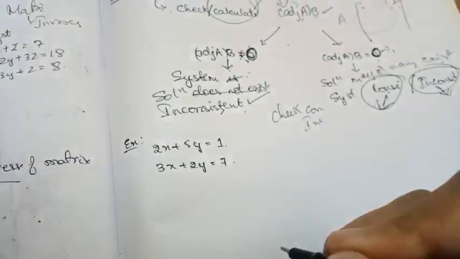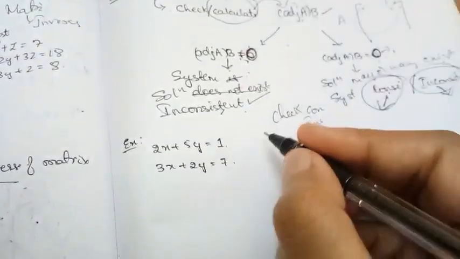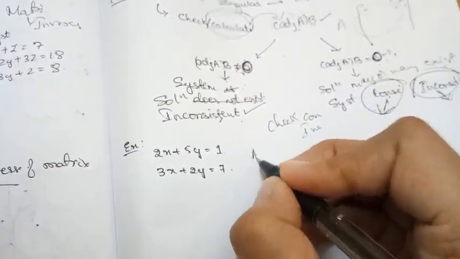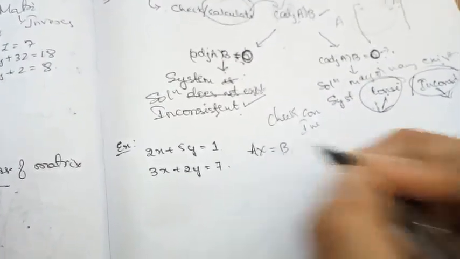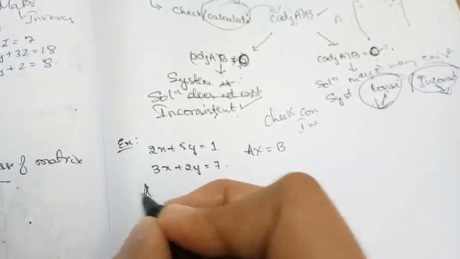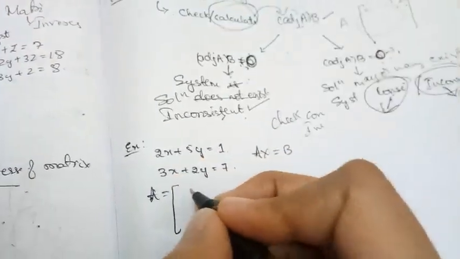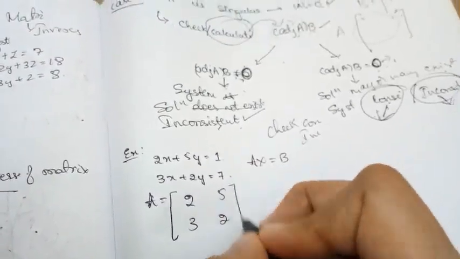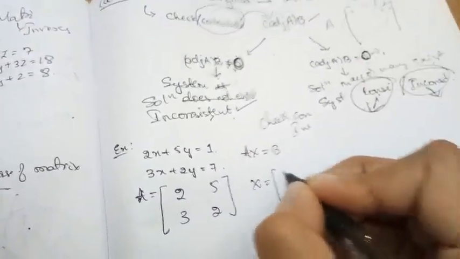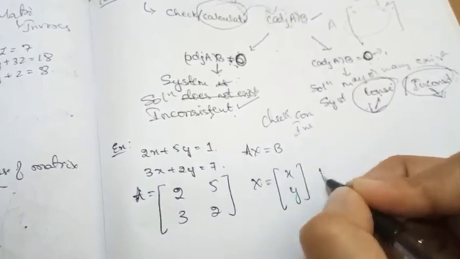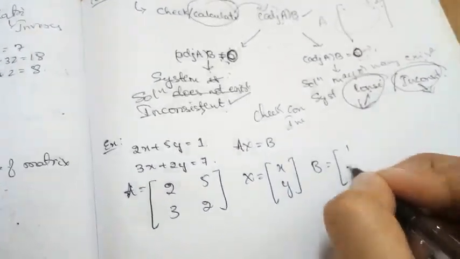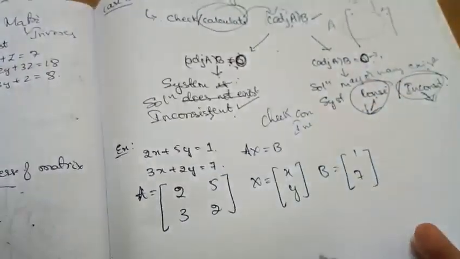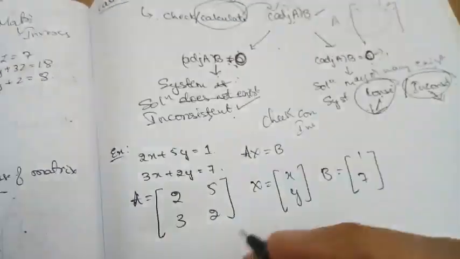Here I have a system of linear equations with two variables x and y. I can write this system in the form AX = B, where A is the matrix 2, 3, 5, 2, the variable matrix X is x, y, and matrix B is 1, 7. So I expressed this system as AX = B.